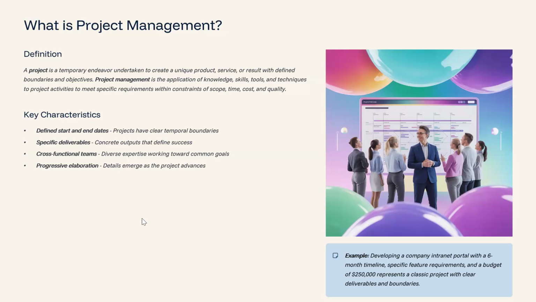It's also things around specific deliverables, right? It should give specific deliverables. So if you look here, a concrete output that defines the success. The output is the long-term goal, right? It also contains cross-functional teams, diverse experts working towards a common goal. So you have different teams working together to get to that point.